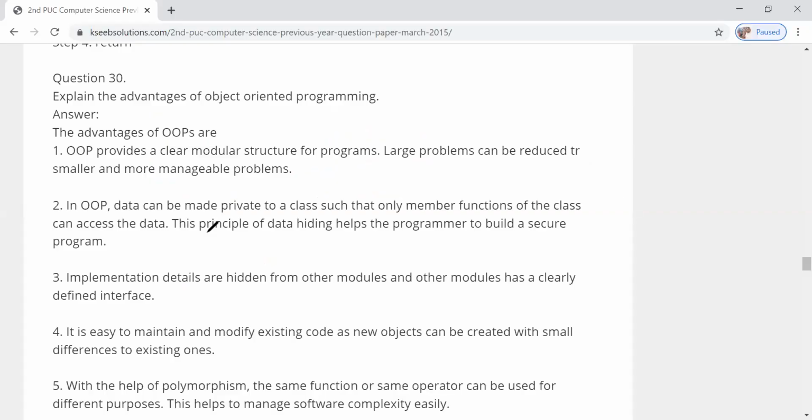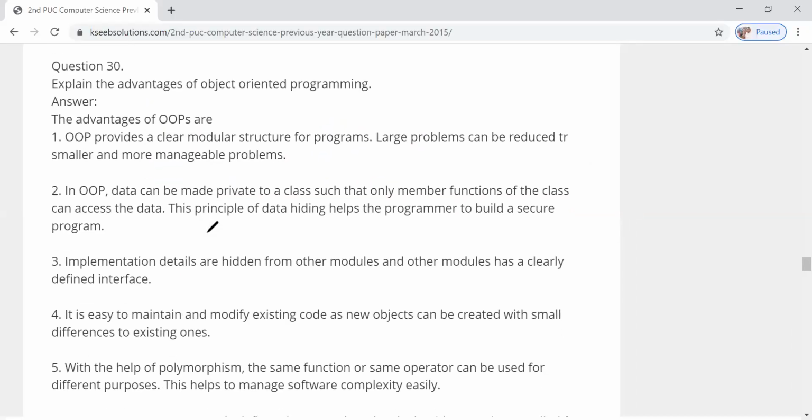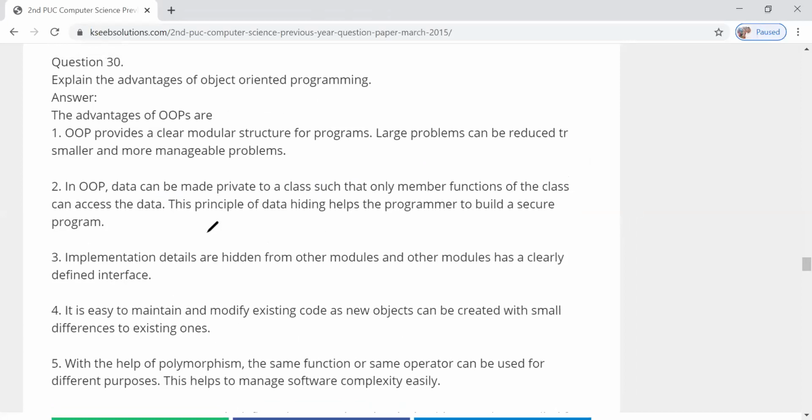Now, whatever I have told, it is the advantages of object-oriented programming. You can write down this thing now. Do you have your textbook? Take object-oriented programming, and there are advantages.